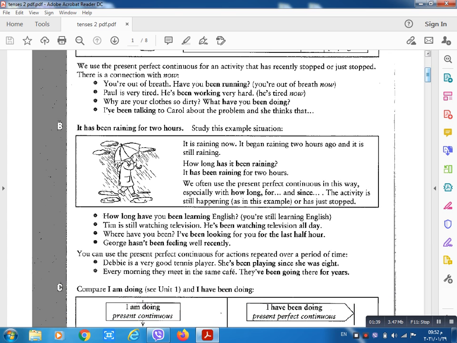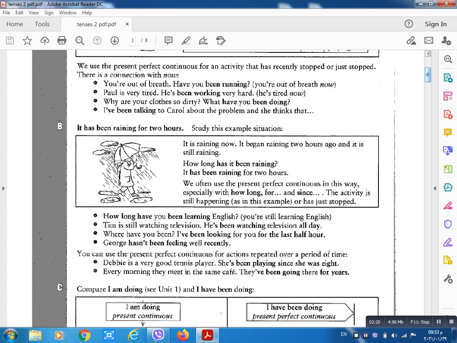In 2, for example, or B, it has been raining for 2 hours. Another example situation is given: it is raining now. It began raining 2 hours ago and it is still raining. So, dear students, let's have a conclusion that the present perfect continuous is used for activities that have just stopped or recently stopped, or sometimes to give the idea that the action started before and is still continuing until the time of speaking.